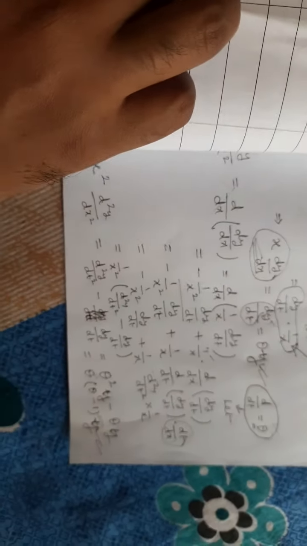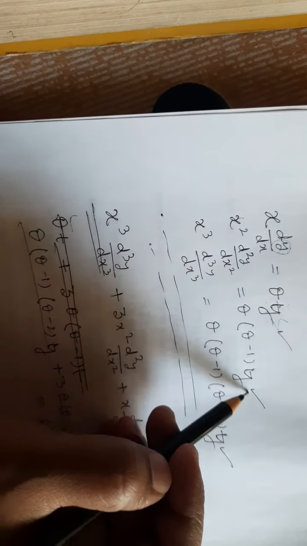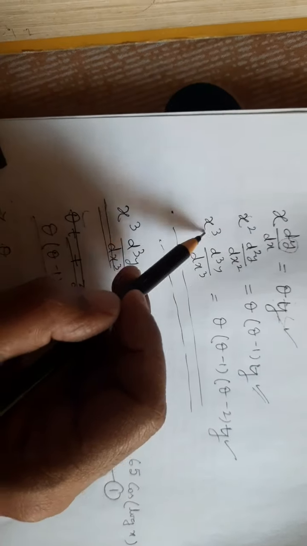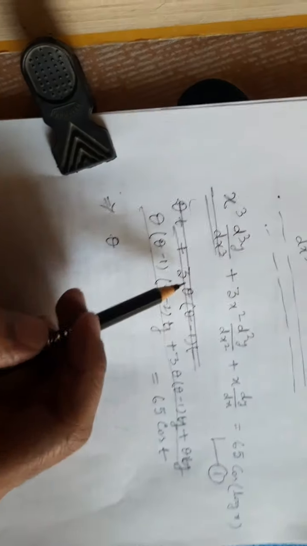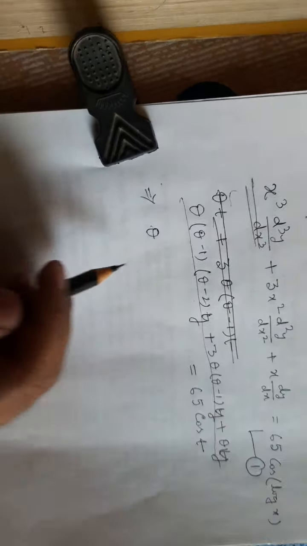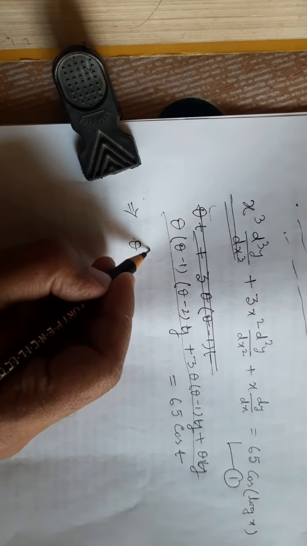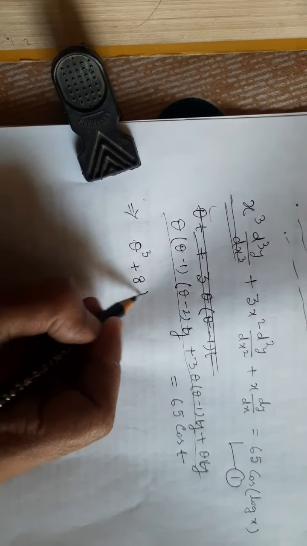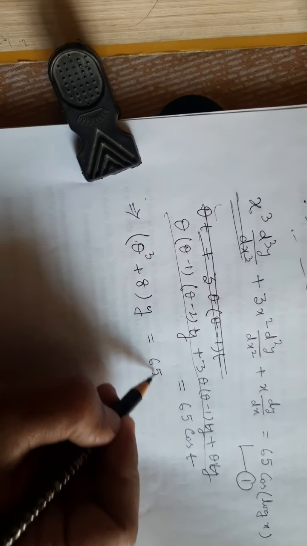Now we have corrected it. Here is theta y, theta into theta minus 1 y, and here the value of x cube d cube y by dx cube is theta into theta minus 1 into theta minus 2 y. So putting these values and calculating, we find theta cubed plus 8 into y equals 65 cos t.